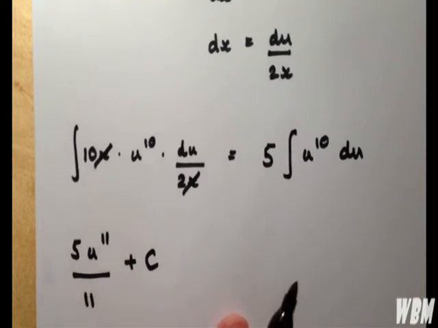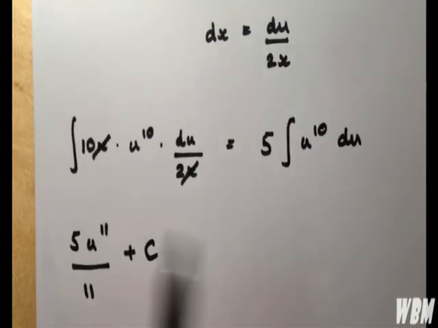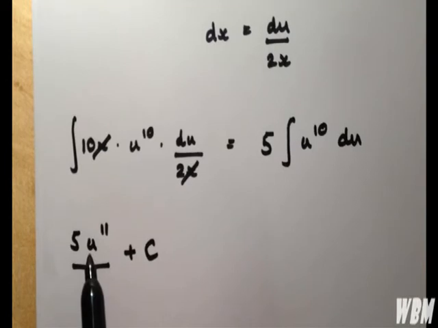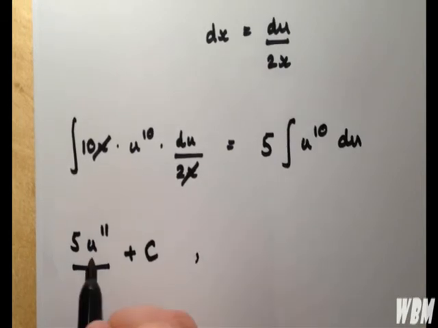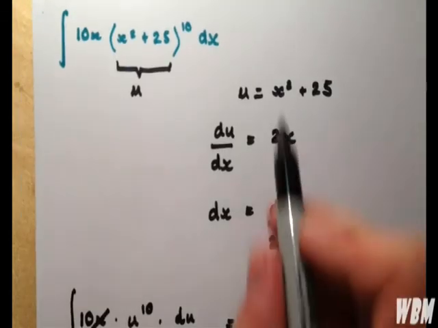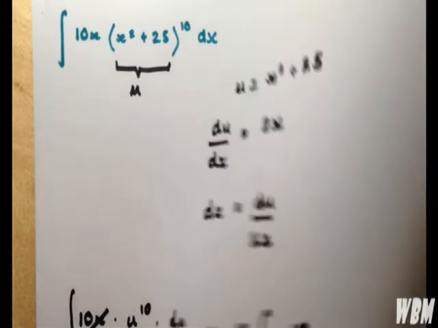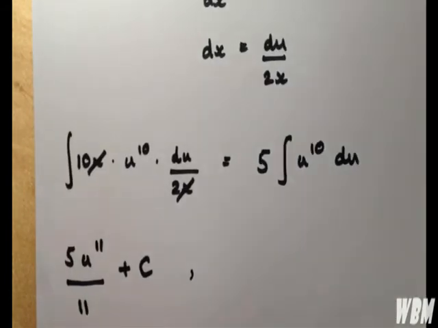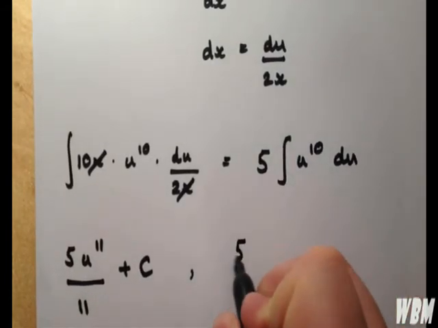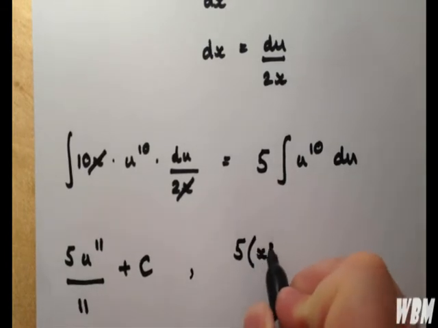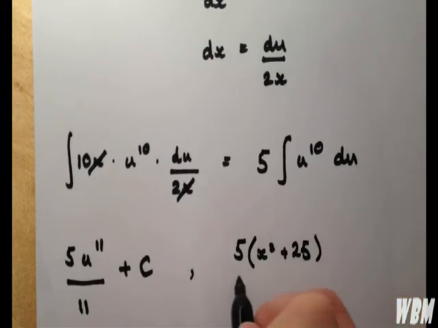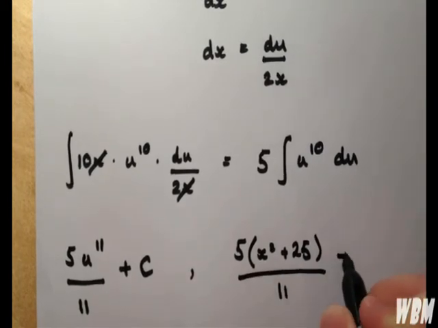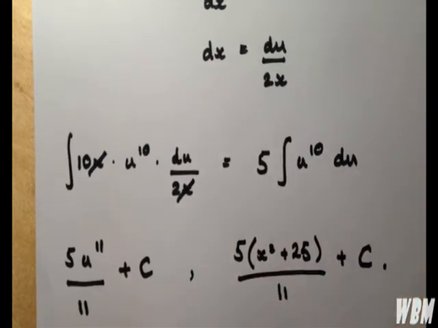However, that's not the end of the question, because we still have to substitute and get it back in terms of x as it was originally in the original question. So if you remember that u was equal to x squared plus 25, we simply drop that back in and we have our answer. Plus a constant.